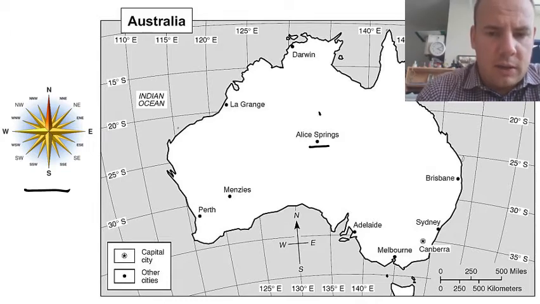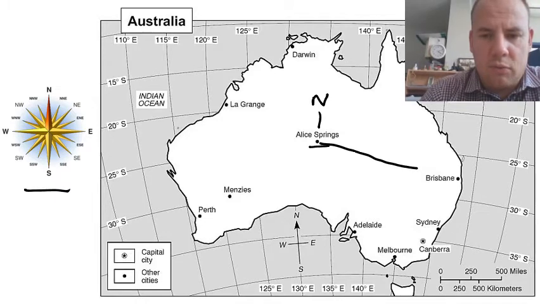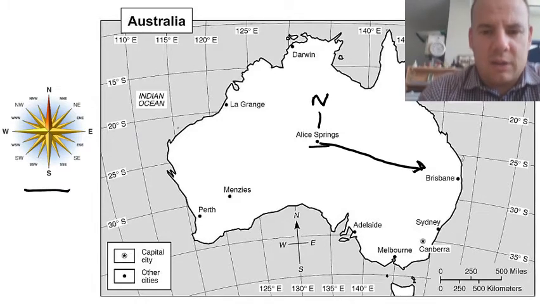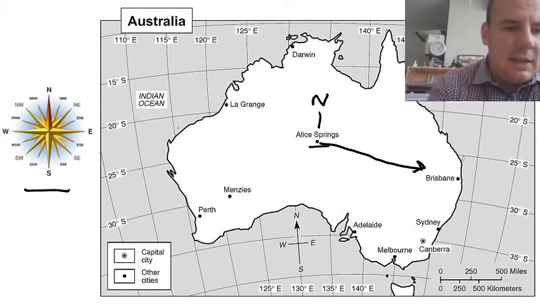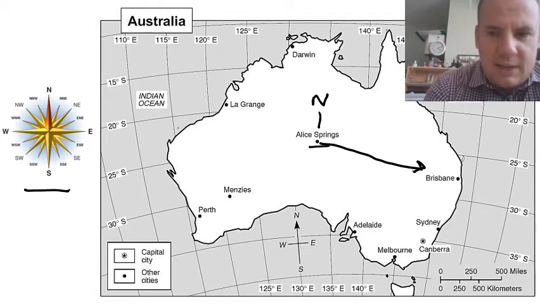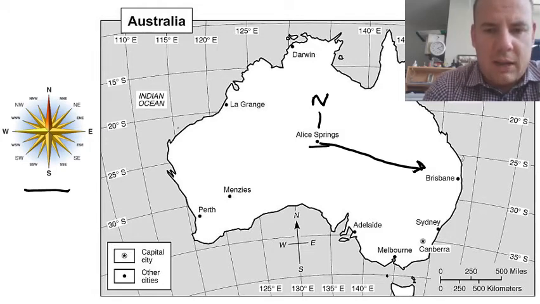I look at Alice Springs, I work out where north is, and I look where Brisbane is. Now Brisbane is roughly in this direction. I look at my compass, which is on the left hand side here, and try and work out the best possible direction. So Brisbane is east south east of Alice Springs. I'll repeat that again. Brisbane is east south east of Alice Springs. So that's how we do direction.